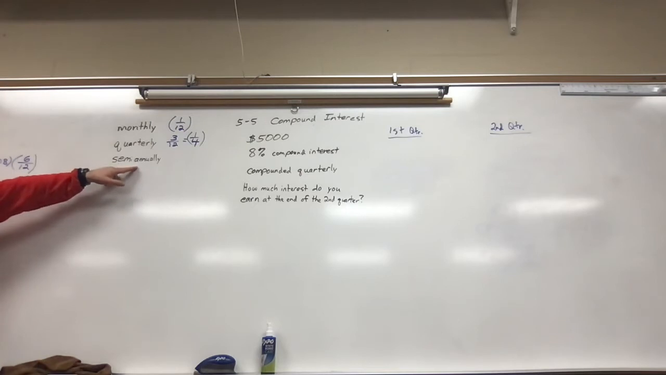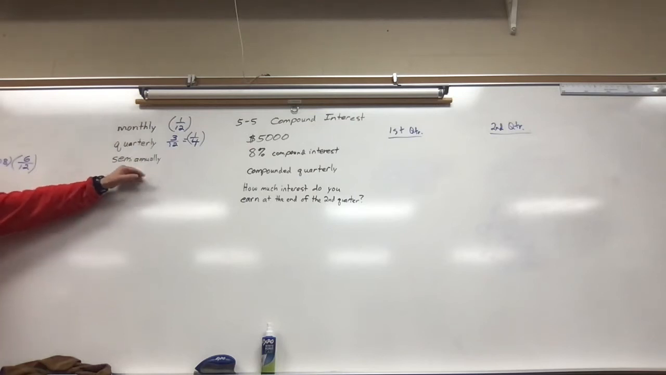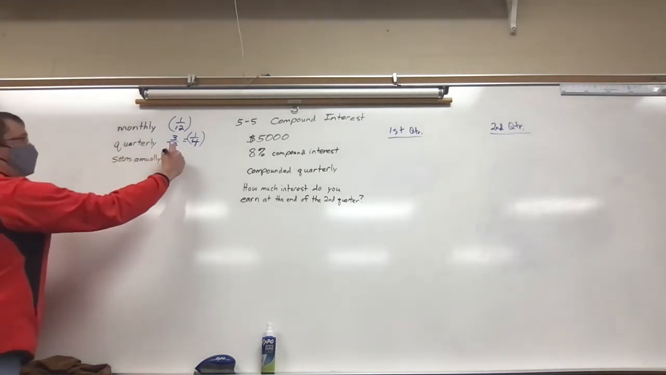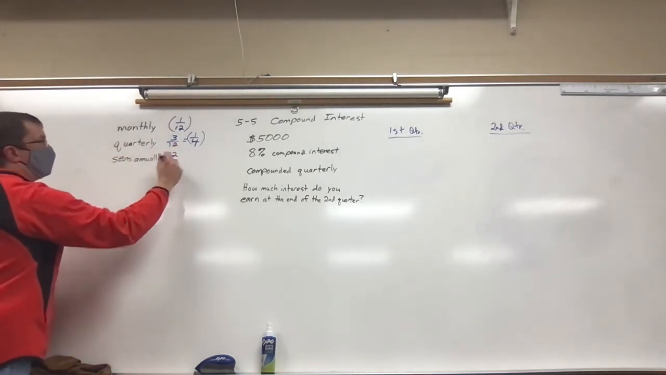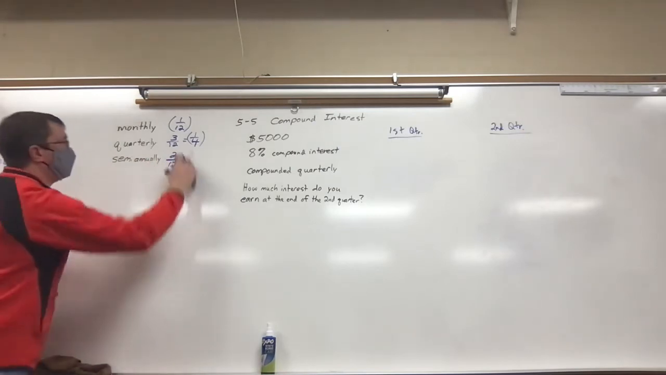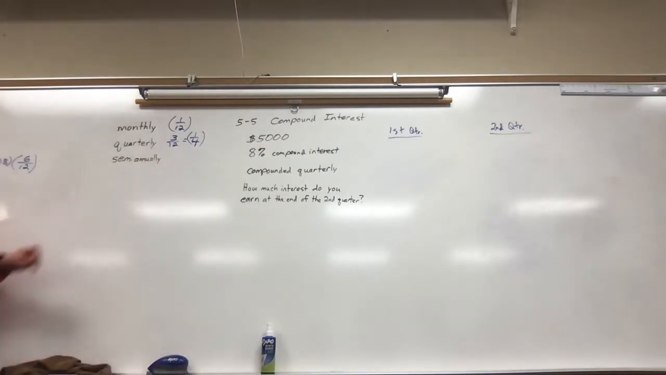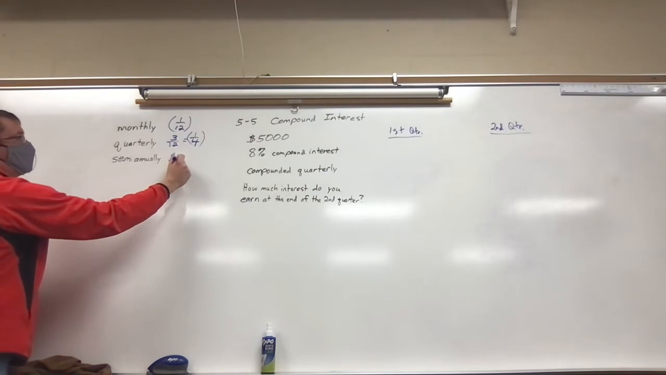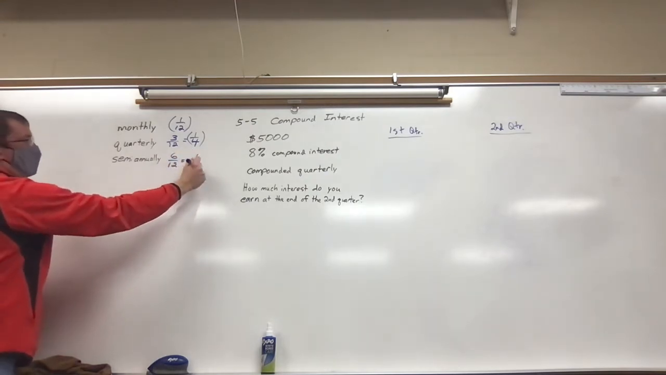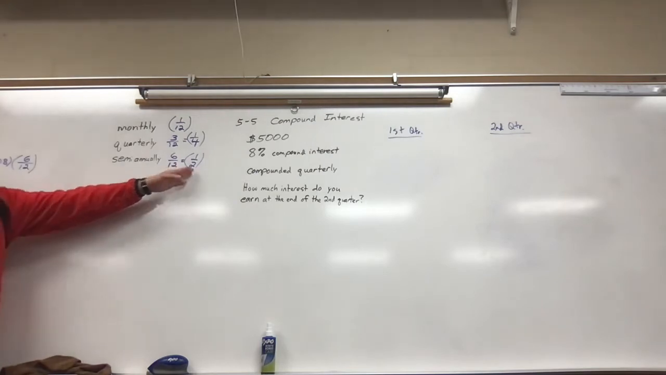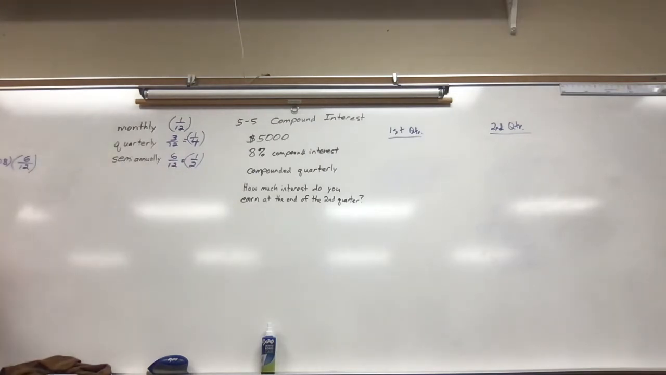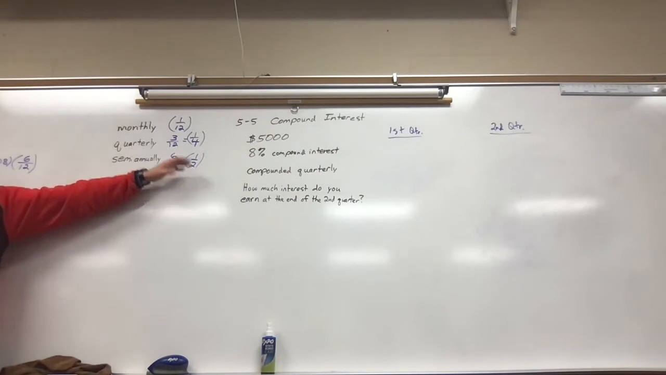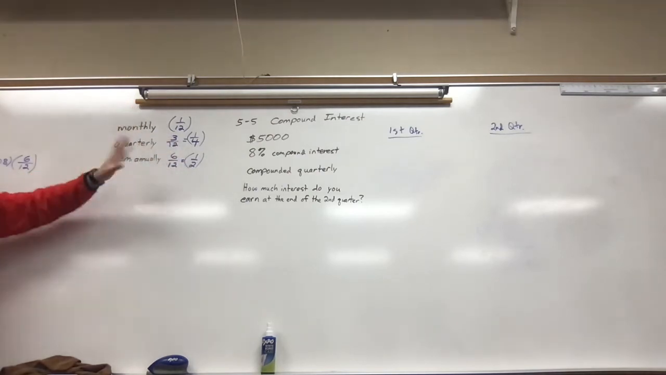Semi-annually. Does anybody know what semi-annually is? 1/6, you're close. 2/12 would be 1/6. Semi-annually is going to be twice a year. Twice a year. So every 6 months, you do 6/12. 6/12 would reduce to 1/2. That's the one we'll use there. You can either use 6/12 or 1/2. But semi-annual is every 6 months. Those are the most common fractions you will use when you put it into the formula.